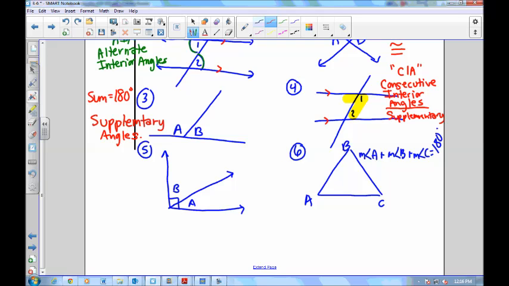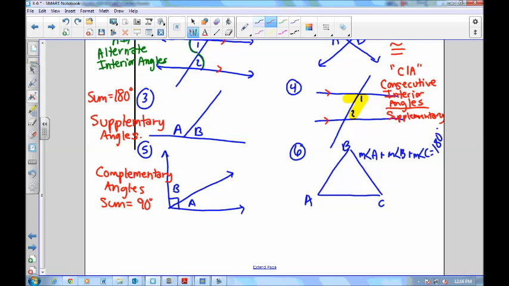Number 5. You should notice a box in the corner. Isaac, what are these types of angles called when we have 2 angles in that box? What does that little square mean? 90 degrees. So these 2 angles add up to 90? Oh, it's complementary. There you go. Complementary angles. So their sum is not 180. Their sum equals 90 degrees.